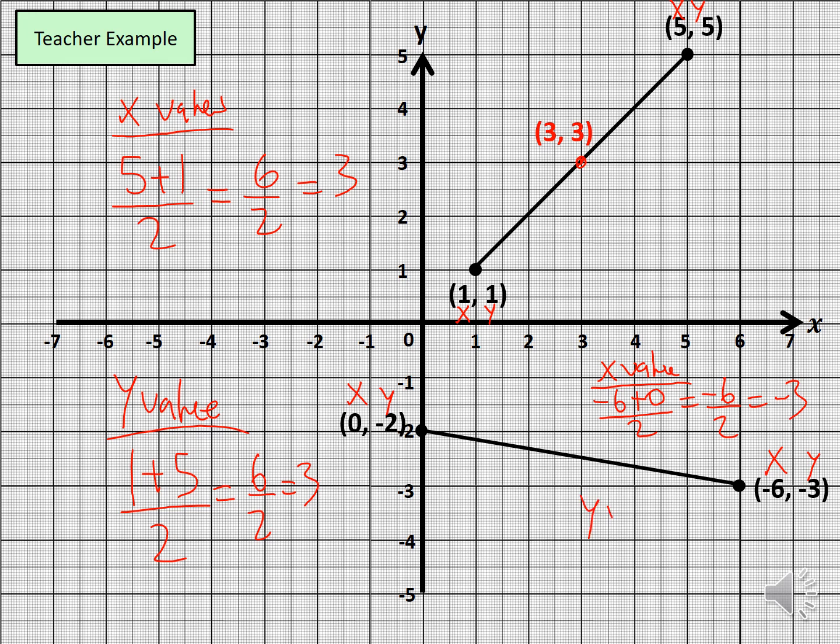Let's have a look at the y value. You have -2 add -3 divided by 2, which is -5 divided by 2, which is -2.5. Now all we need to do is label our midpoint (-3, -2.5), and that is your answer.